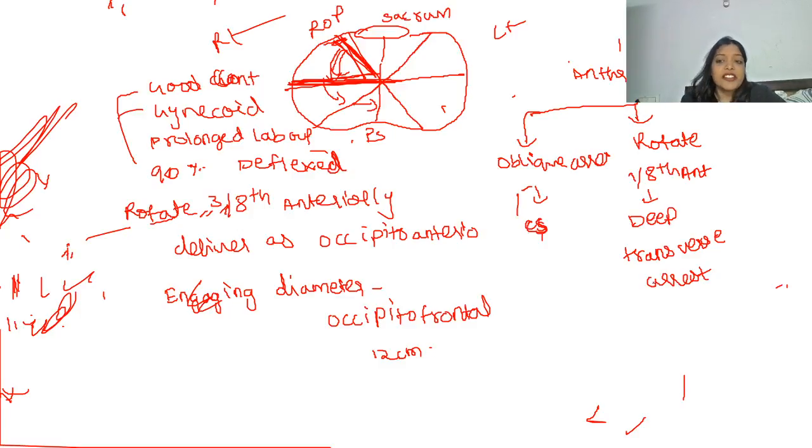Which pelvis favors deep transverse arrest? So when they rotate 1/8 anteriorly and they're stuck there, we call it deep transverse arrest. The next question which I'm asking here is, which pelvis favors deep transverse arrest?